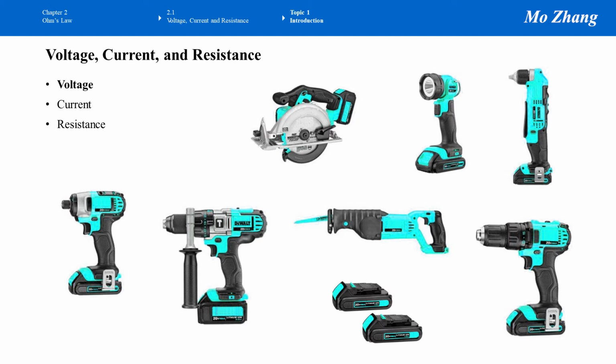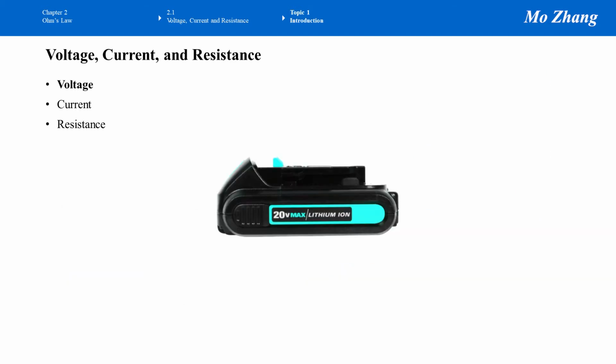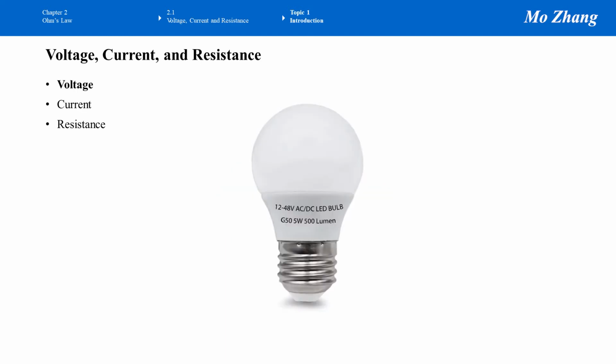These batteries are shown here. Let's focus on this battery. We pick one of the 2, zoom in and then spin it. The label shows it provides 20 V, which is 20 volt. This is another example. The light bulb shows voltage. The label shows this light bulb works between 12 to 48 volt.